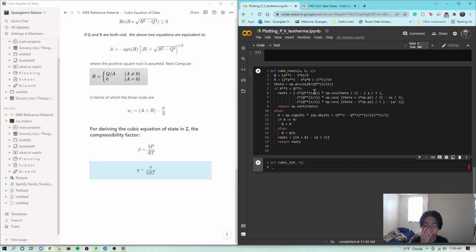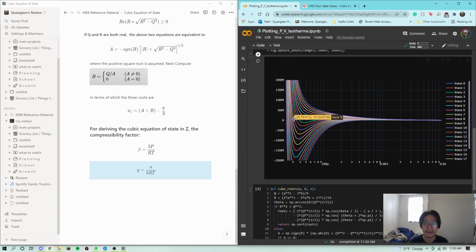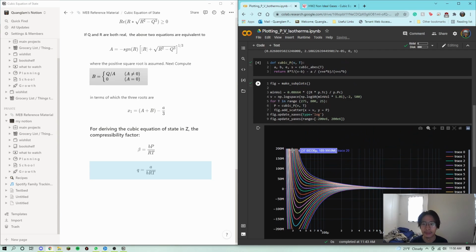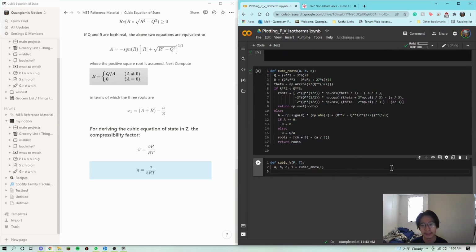Okay, and in order to utilize the cubic equation of state, what do we need? We need our constants a, b, e, and s, right? Guess what? We've written a function to take care of that for us. So, right here. So, cubic a, b, e, and s is equal to cubic a, b, e, s, and it wants a temperature. We wrote our function to want a temperature, right? Cubic a, b, e, s temperature, and it spits out our constants a, b, e, and s. Easy peasy.